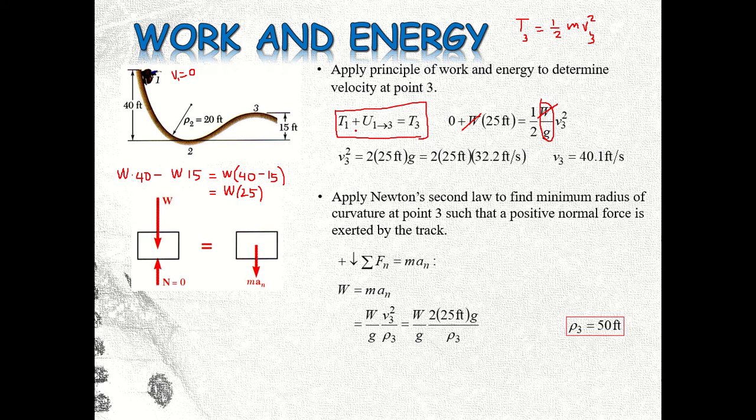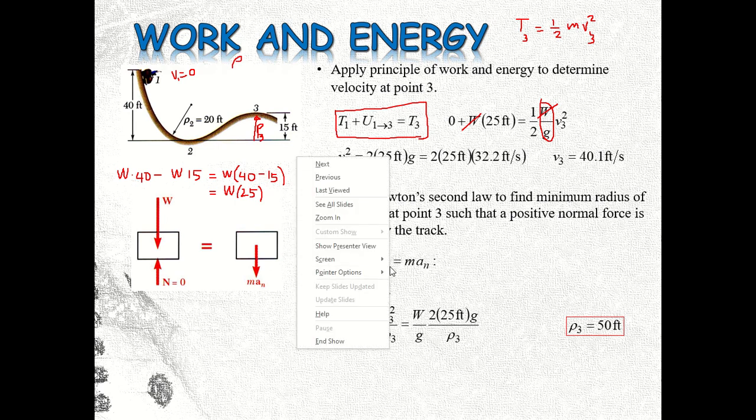Okay, now next we have to apply once again Newton's second law of motion, to find the minimum radius of curvature at point 3. So what is this minimum radius? We can call this rho 3. This is the symbol rho, something like this.